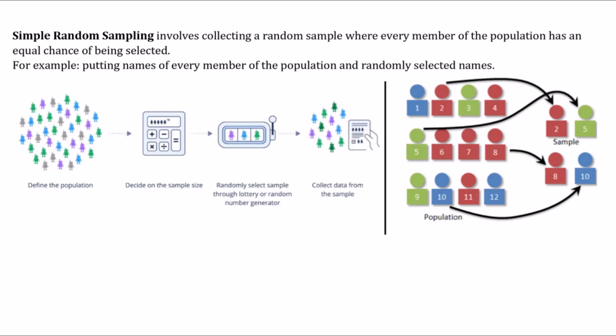So simple random sampling is exactly what it is. It's just taking every member of the population, putting it in a lottery type system, and then picking randomly. So every member of that population has an equal chance of being selected.